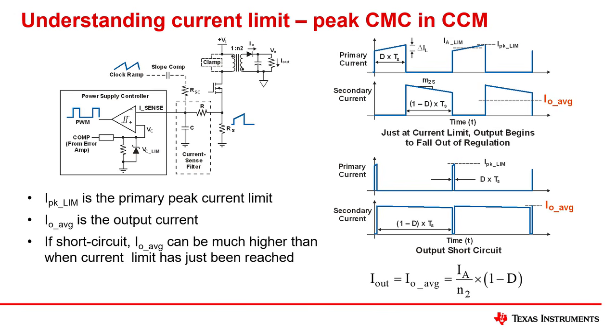The lower timing diagram represents what happens if a short circuit is applied. In that case, the output voltage goes close to 0 volts, which means that the downslope of the secondary current goes down, the duty cycle becomes very low, and the output current becomes much higher than just at current limit.